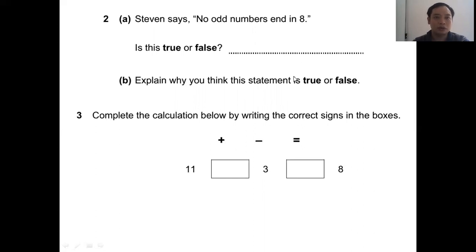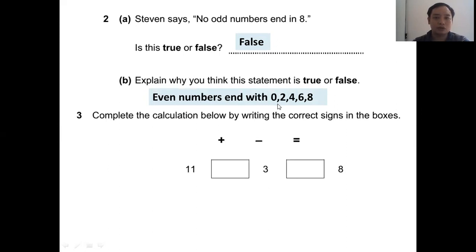Question 2. Steven says, no odd numbers end in 8. Is this true or false? B. Explain why you think this statement is true or false. So the first one, the statement is false because for the even number that we end with 0, 2, 4, 6, 8. So the odd number cannot end with 8.